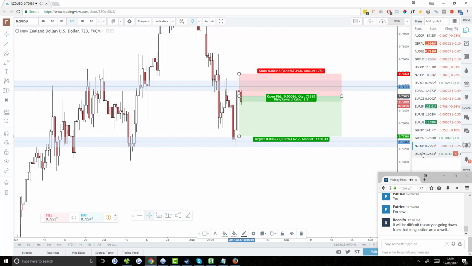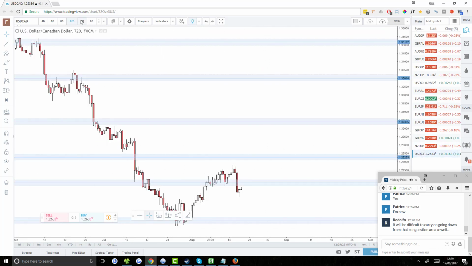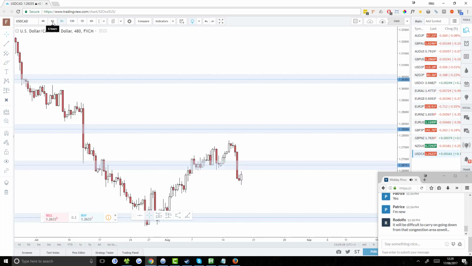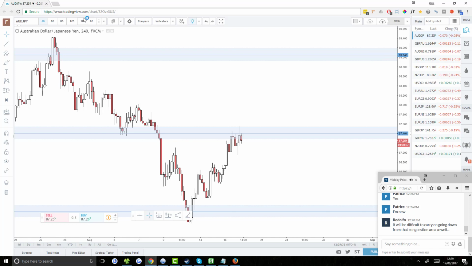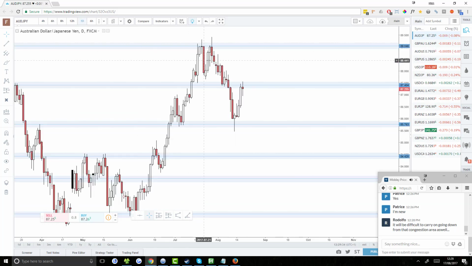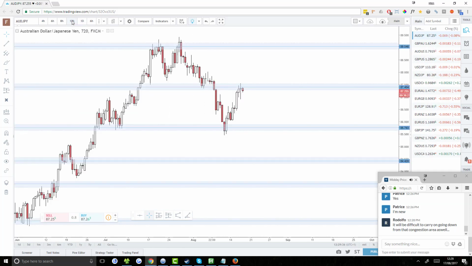All right, finally, USD CAD. What's going on with this one? Nothing much. Okay. So let's summarize, guys. AUDJPY. Potential short trade here. It's a bit messy. We'll keep a close eye on it. Just see how it plays out.